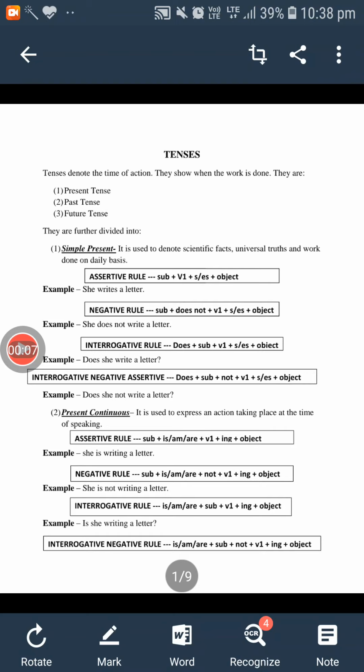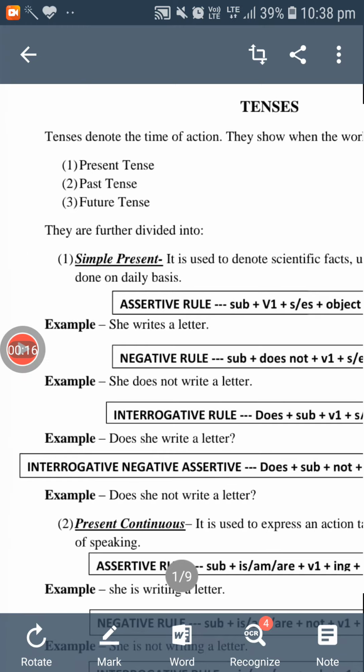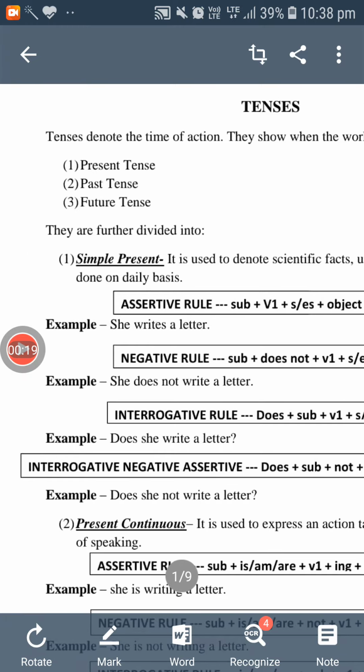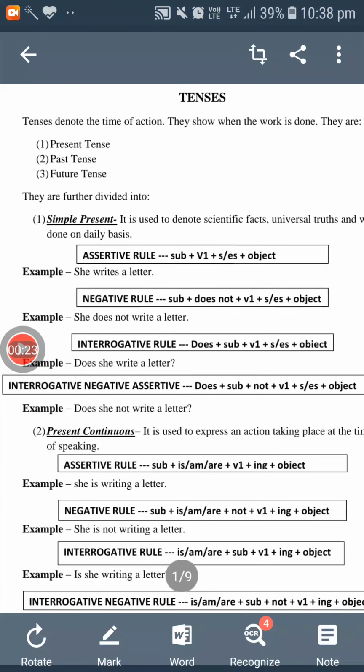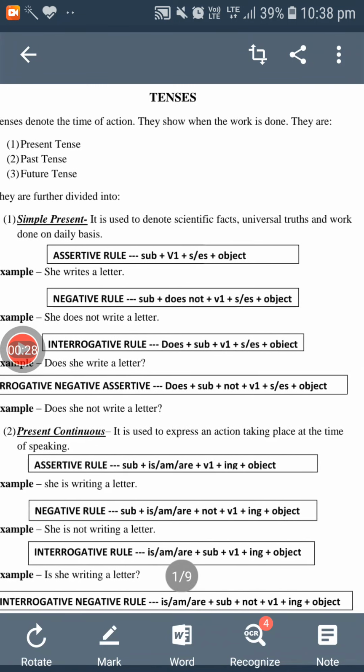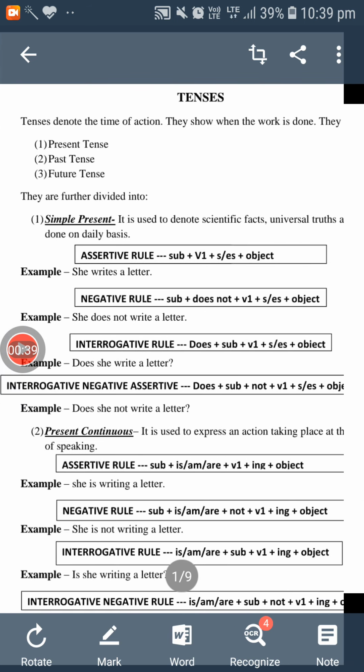Today we are again starting with our grammar section and the topic today is tense. In 11th class we have determiners and tenses. So let's start with tense. As you commonly know, tense denotes the time of action. They show when the work is done, and there are in general three types of tenses: present tense, past tense and future tense. Let's take them one by one.